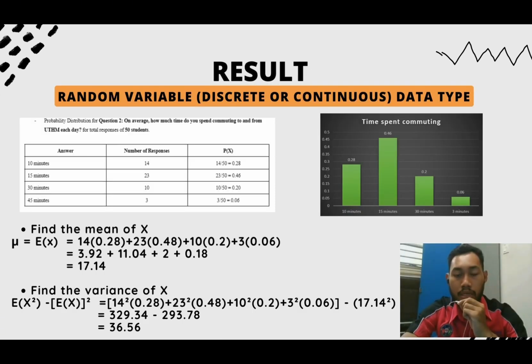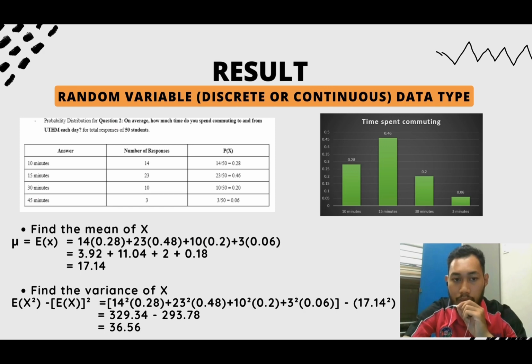Now I will present the result for the random variable, discrete or continuous data type. First, we use question 2: On average, how much time do you spend commuting to and from UTHM each day? For the total of 50 student responses, we write it in a table, with each answer, the number of responses and the probability distribution. Next, we do the graph for the time spent commuting with the probability distribution.